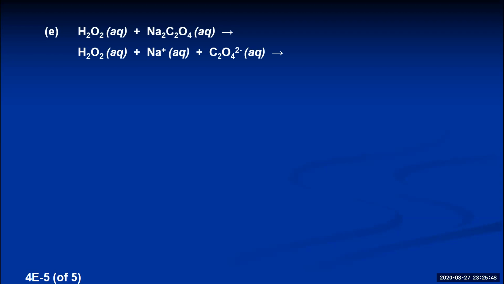Sodium is +1. In the oxalate ion, the O's are -2 each. There's 4 of them. They add up to -8. So the carbons must add up to +6. And because there's 2 carbons, each carbon must be +3. So in this reaction, the hydrogen peroxide gets reduced into water because the oxygen in the peroxide is going from -1 down to -2. That's the reduction.